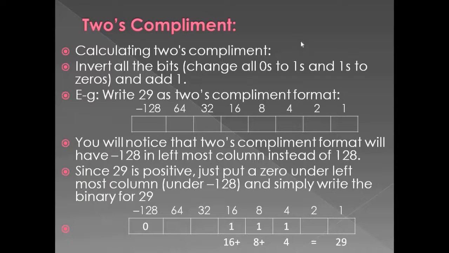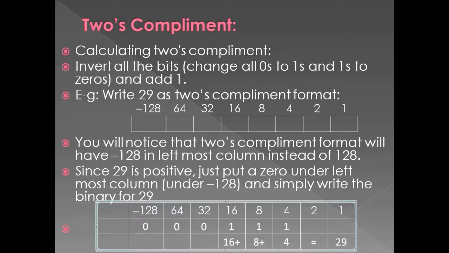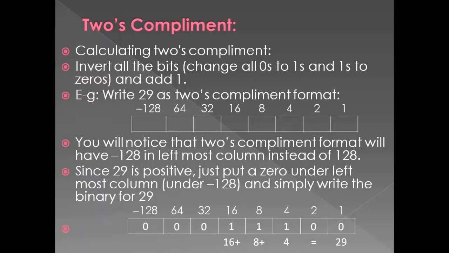So how do you write it? Invert all the bits, change all zeros to ones and ones to zeros, and add 1. This is the simple way of writing down 29 in 2's complement format. How do you do that? Since 29 is a positive number, in the leftmost bit you write a 0, and then you simply write the value for 29 in binary. That would be this number. Okay, and for confirmation we are going to check: 16 plus 8 plus 4 plus 1 equals 29.